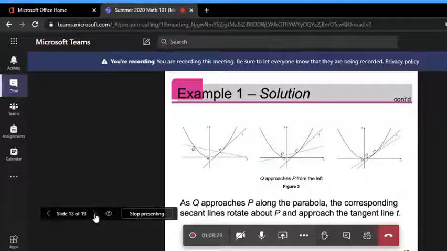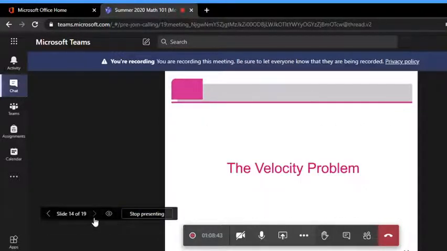Okay, I talked about this picture. This is approaching from the left. Your Q is on the left of P. You are making this Q closer and closer to P and calculating m_PQ, and you get some results.